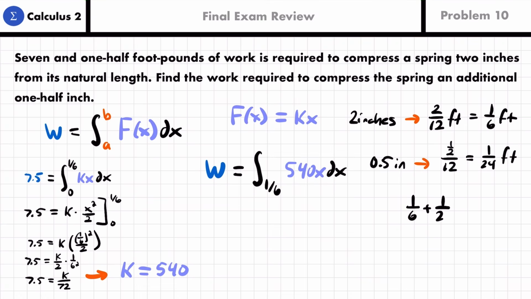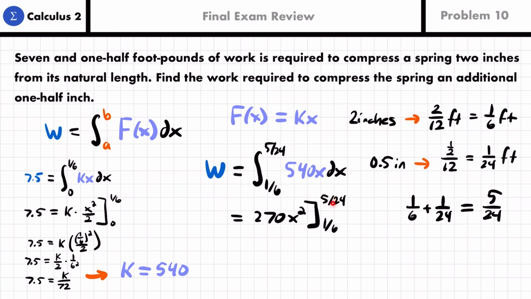1/6 plus 1/24 will be equal to what? Well, 1/6 in terms of 24ths would be 4/24. So 4/24 plus 1/24 is 5/24. So that would be our new upper bound. Okay, so we're going to integrate from 1/6 of a foot to 5/24 of a foot. And that's it. The setup is done. We now just need to evaluate this definite integral. So let's do that. To integrate x, you need to add 1 to the exponent and divide by that new exponent. So you'll be dividing 540 by 2, which is 270. So this is going to be equal to 270x squared, evaluated from 1/6 to 5/24.